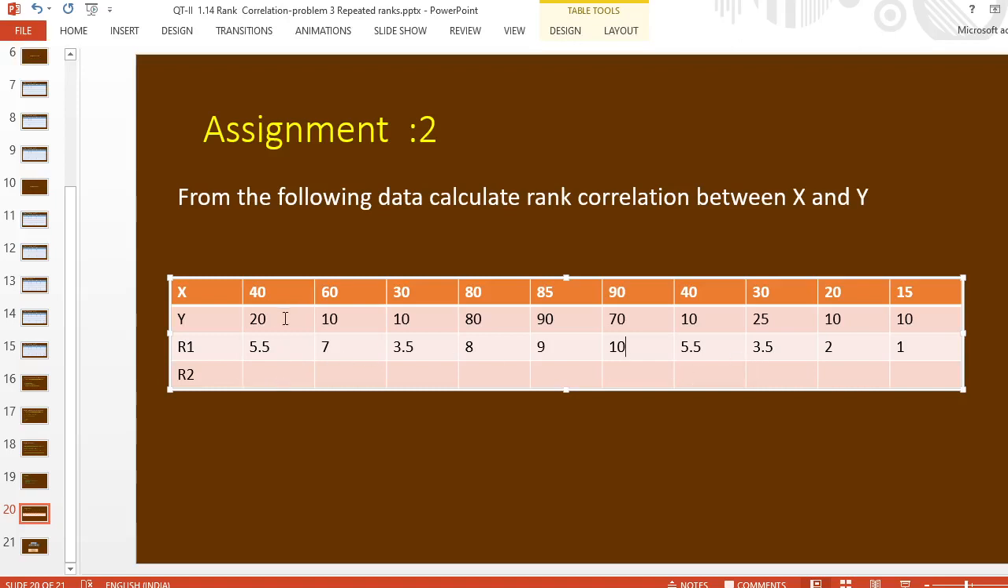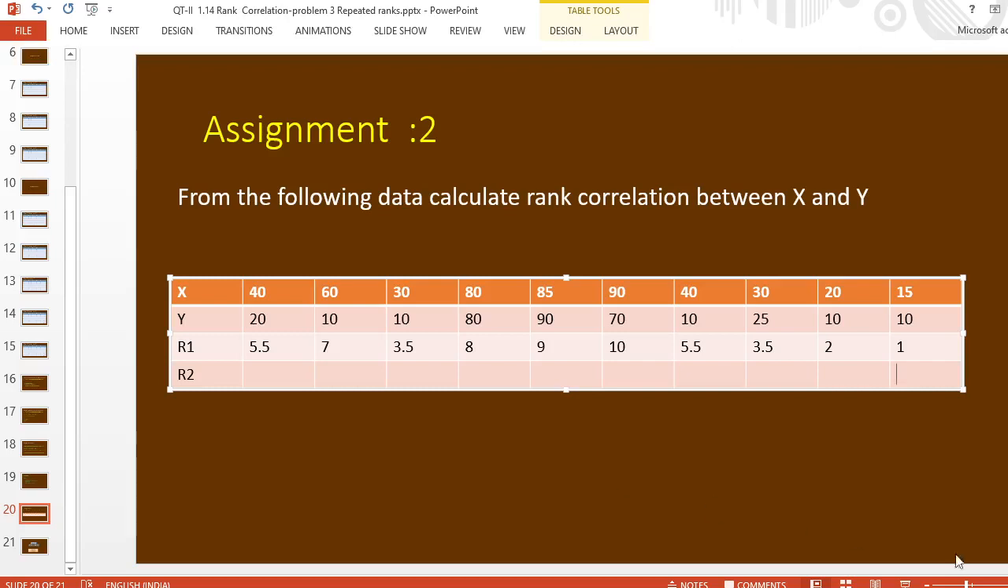After this, consider the Y series. Here the least number is 10, but here we have repeated ranks. Here 10, here 10, it's repeated 5 times: 1, 2, 3, 4 and 5. If it repeats like this, we should allot the average rank. So I should allot rank 1, rank 2, rank 3, rank 4 and rank 5.